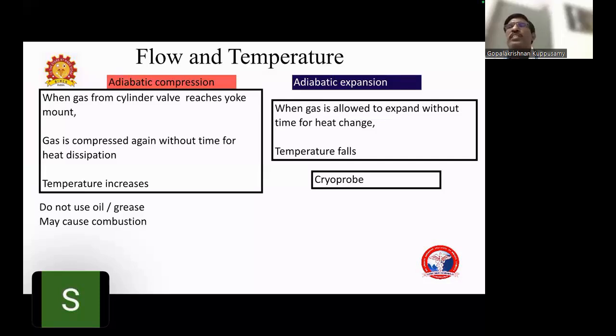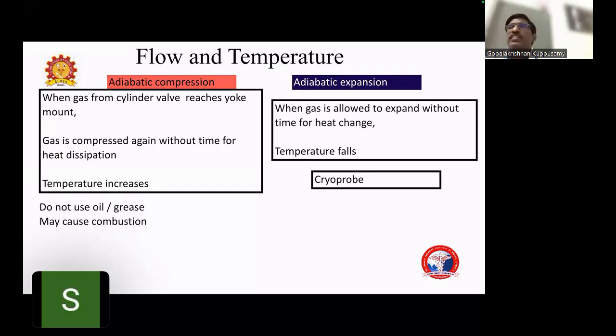Adiabatic compression and adiabatic expansion. When the gas from the cylinder reaches the yoke mouth, the gas is compressed without time for heat dissipation, so the temperature increases. This increase in temperature may cause combustion. So don't use oil or grease in the cylinders.